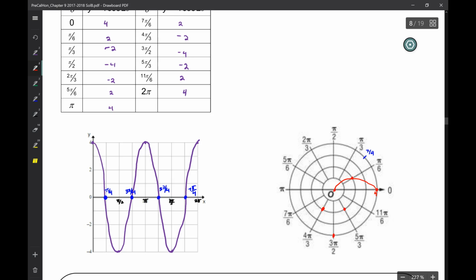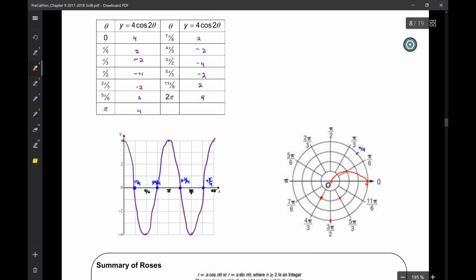Over here is 3 pi over 4, which is where it's 0. So whenever it's 0, it goes this way, here. So we hit 0 there, and then at 5 pi over 6, it's 2. At pi, it's 4.